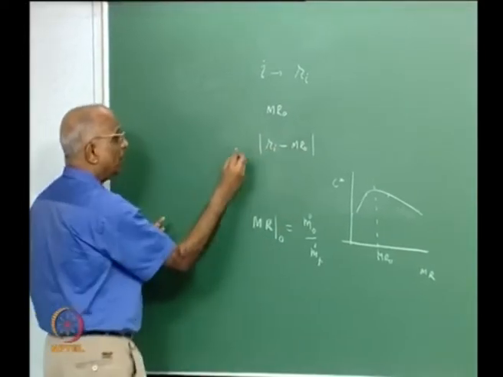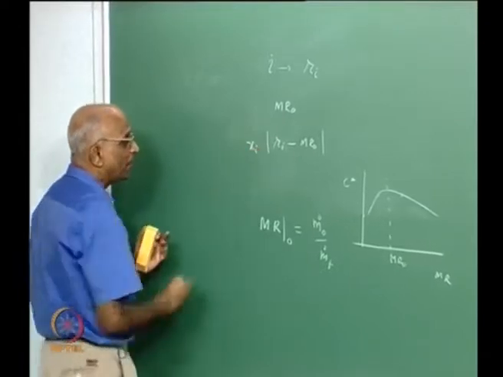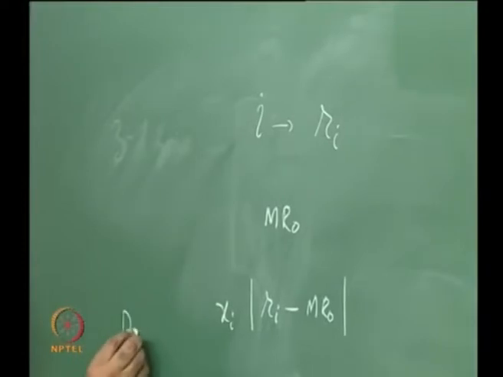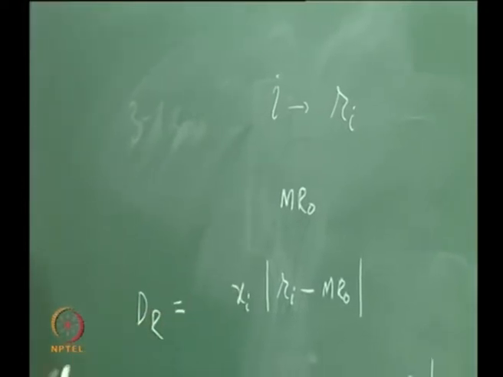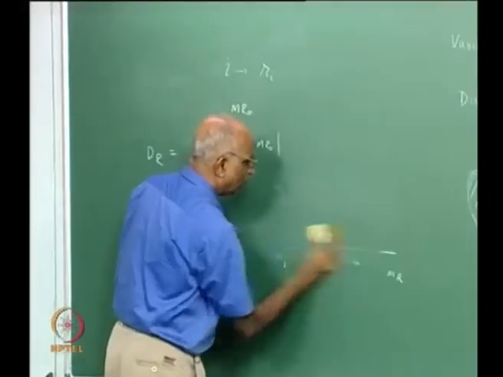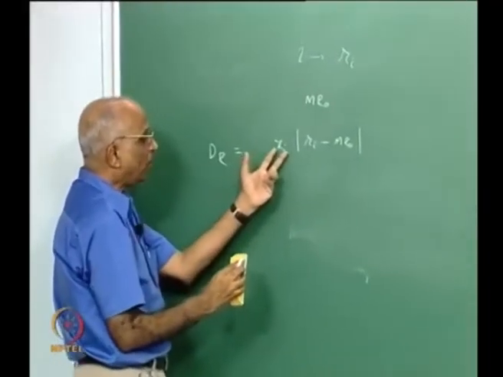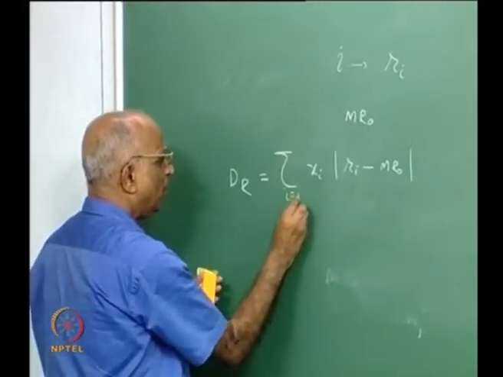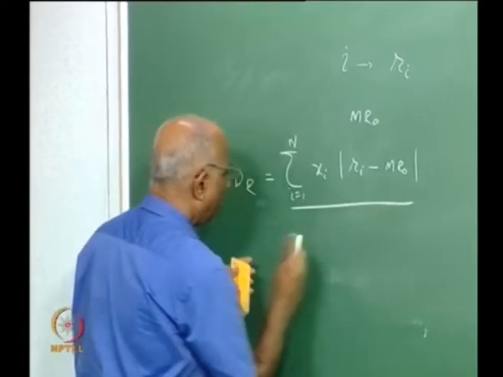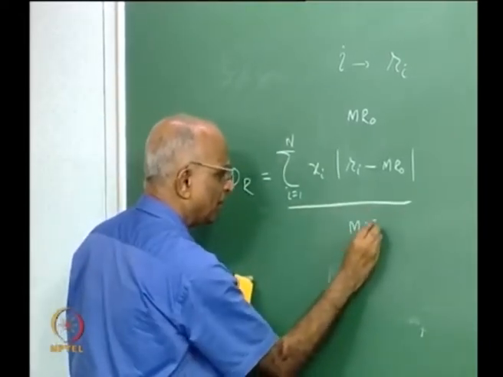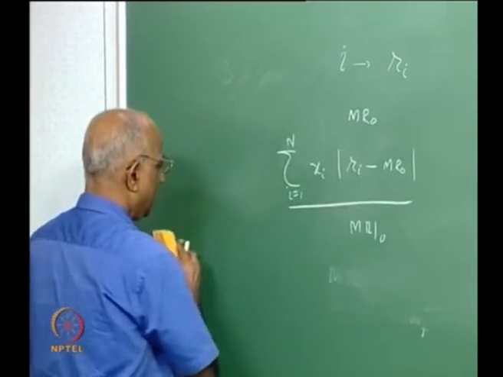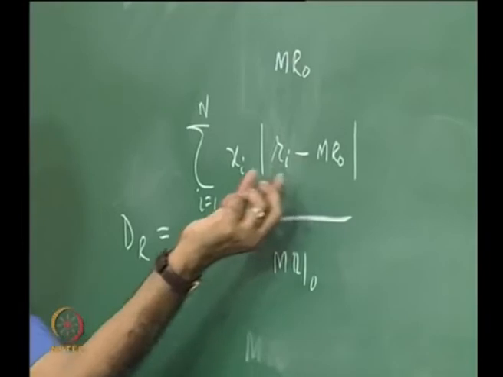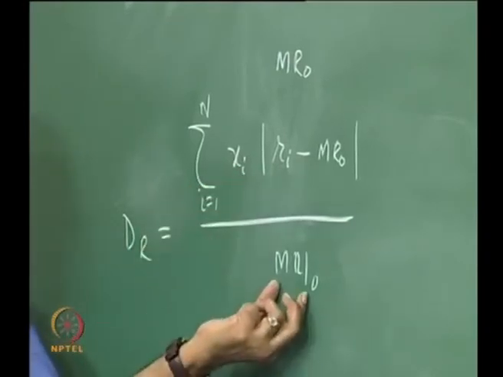And what is the value? The fraction is going as xi, and therefore, I can put a distribution parameter dr as equal to the fraction of the propellant in the particular stream tube, and I sum it up over all the stream tubes going from 1 to n, and I divide it by the mean value of the mixture ratio. In other words, I get the distribution parameter dr as equal to the dispersion multiplied by the fraction divided by the mean mixture ratio.